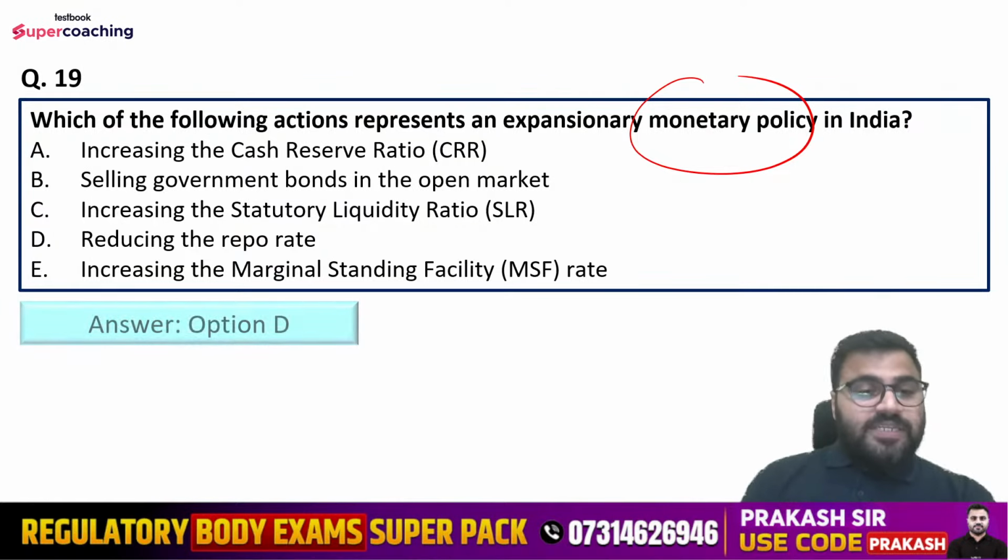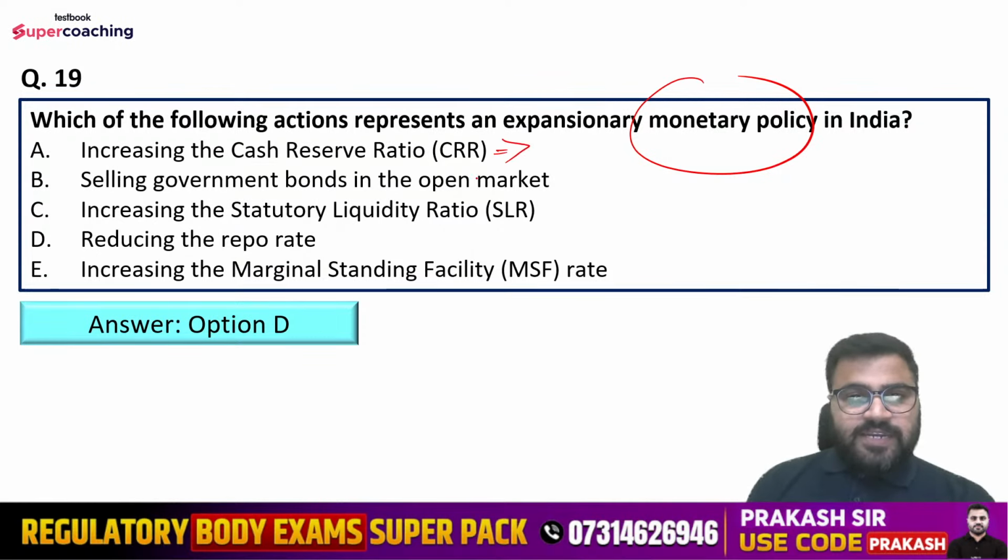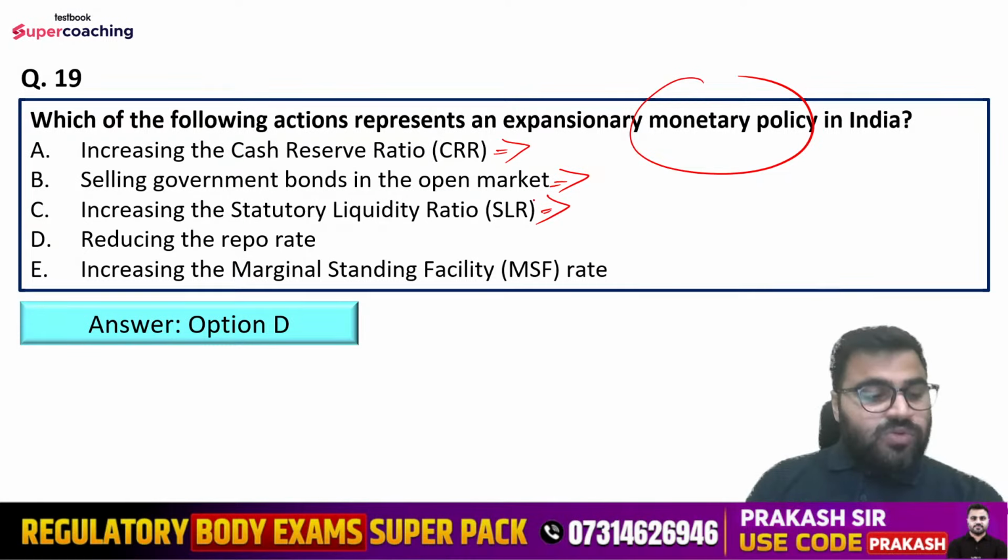Yes. So the right answer is option D here. That is reducing the repo rate, right? In the case of an increased CRR, that will not lead to an expansionary monetary policy. Selling government bonds will basically absorb the liquidity. An increased SLR will lead to less funds available with the banks to lend to the borrowers.